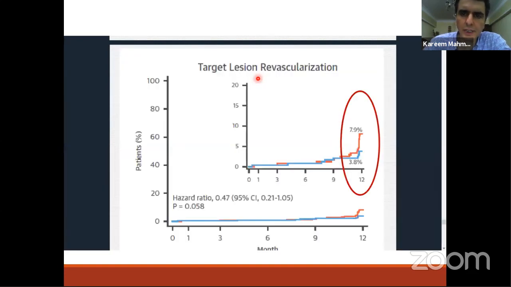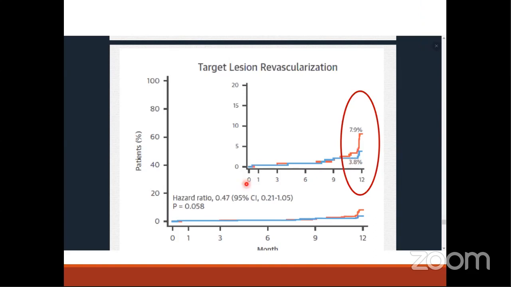So this is another diagram regarding the target lesion revascularization at 1 year. And I'd like also Mohammed Zahran to tell his insight regarding this final part of the diagram on the follow-up. What do you think, Mohammed?